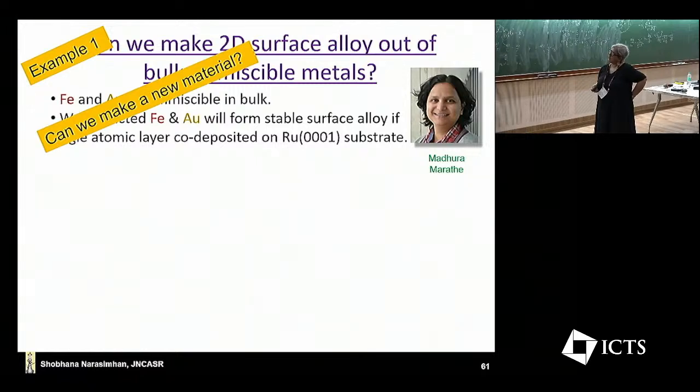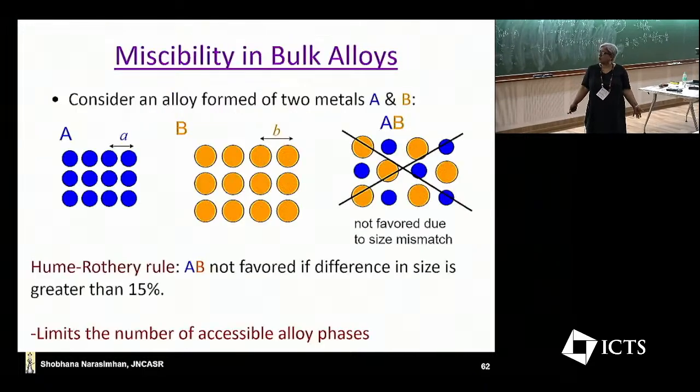So the first example is, like what I said, can we make a new material? So what is the problem here? We already talked about bronze, which is an alloy of copper and tin. But you can't just mix any 2 metals and make an alloy. Some metals just don't mix. And there's some rules for when they will mix and when they won't mix.